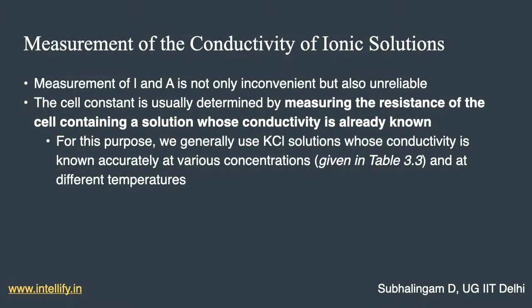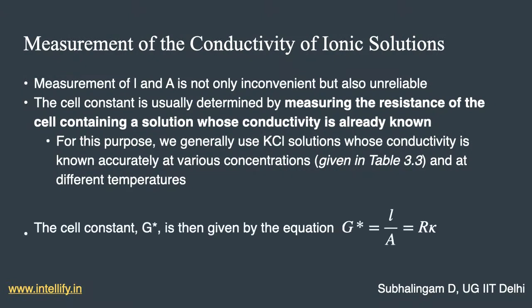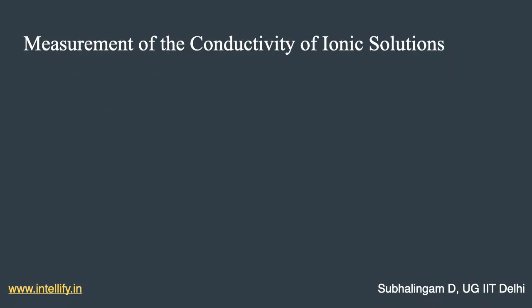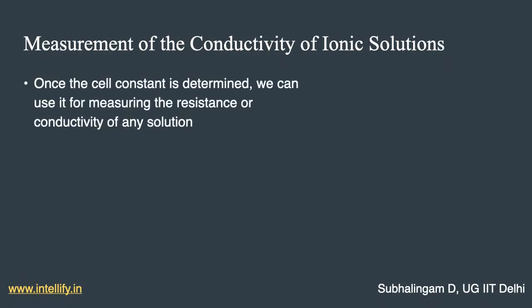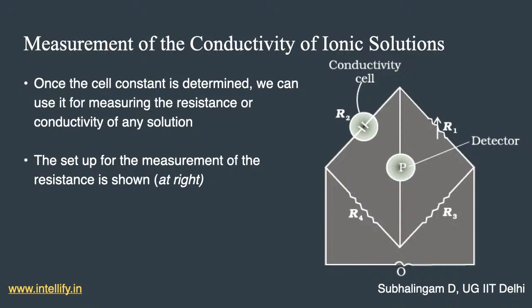That's table 3.3. The cell constant G star is then given by the equation G star is equal to l by A is equal to R kappa. Once the cell constant is determined, we can use it for measuring the resistance or conductivity of any solution.